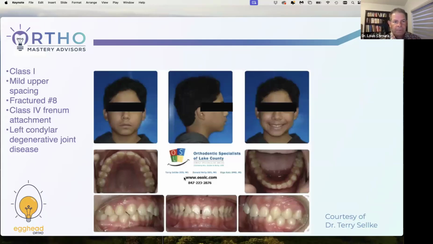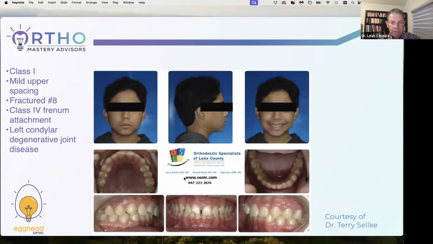So here are some examples. This one's from Dr. Terry Selke. The young man starts, he's class 1. He's got a fractured upper incisor with some spacing, okay? Real mild spacing on the top and the bottom, not a big tooth size discrepancy. He does have a freedom that comes down all the way to the palate, so that has to be addressed.